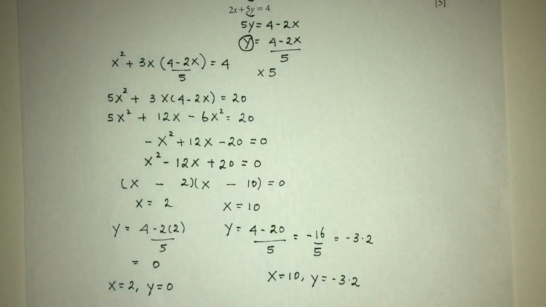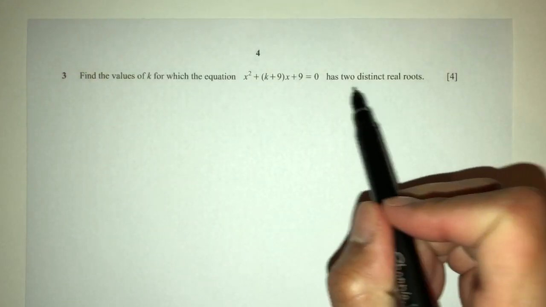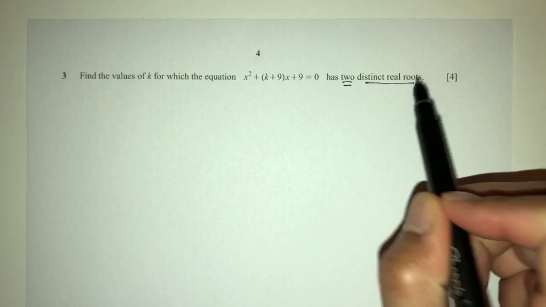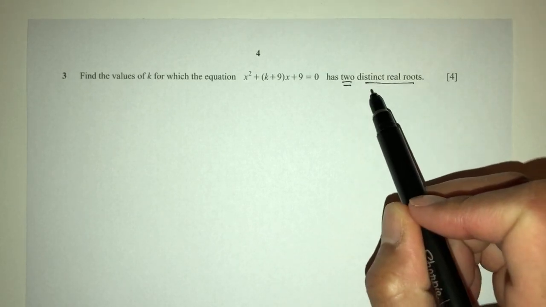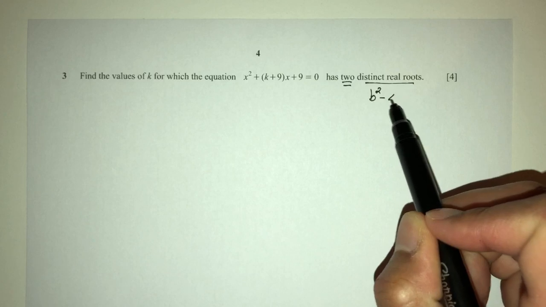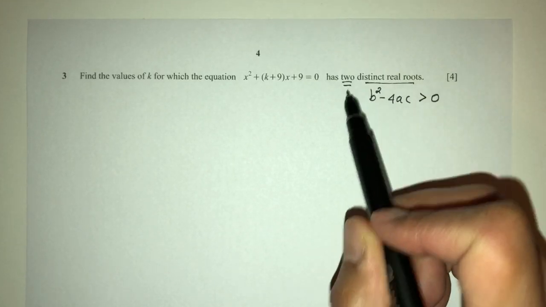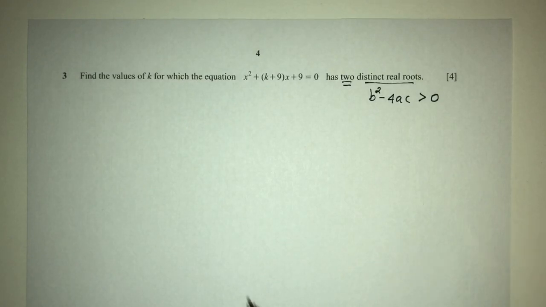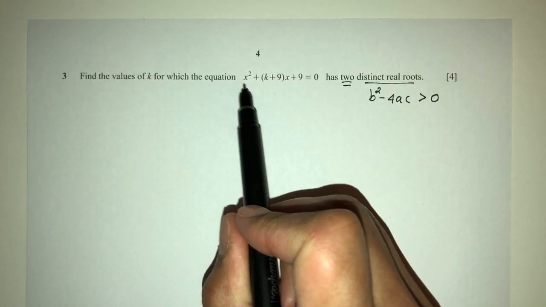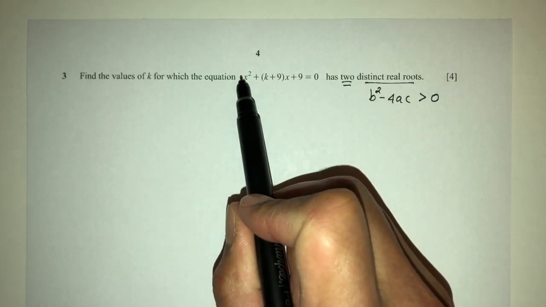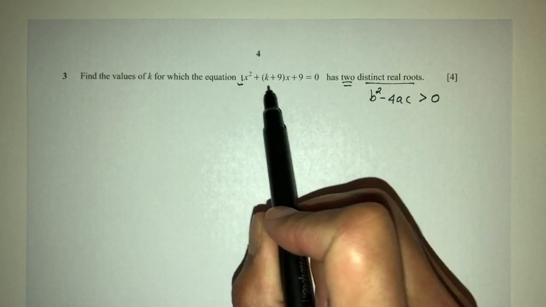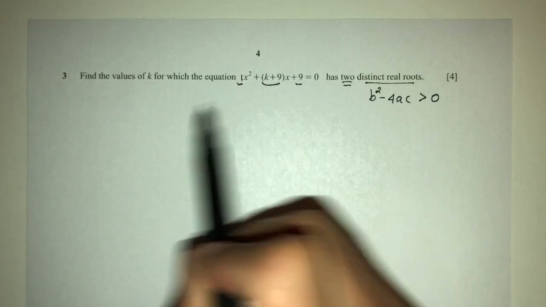Okay, so let's move on to question number 3. So here we have to find the values of k for which this equation has two distinct roots. So whenever you see this, you have to know we have to use b squared minus 4ac has to be more than 0, because it has two roots. Now, as you can see, this one is a quadratic equation. So the value here is 1, so that will be a, that's b, and that is c.